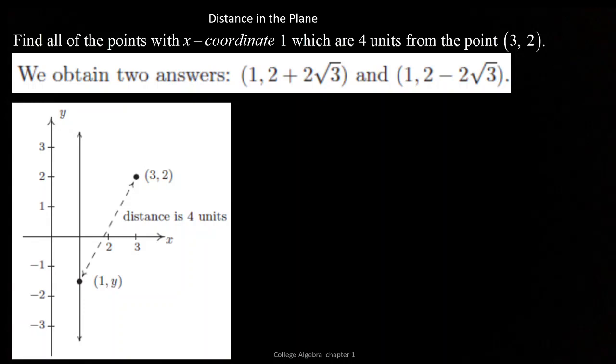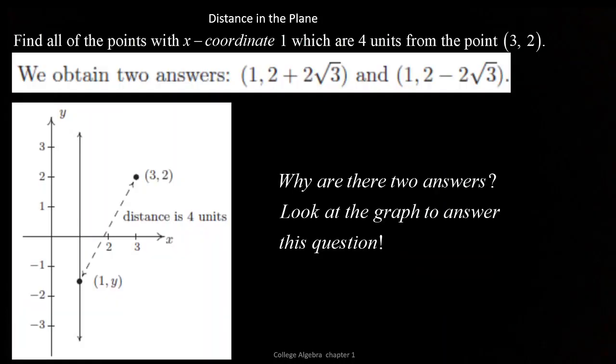So you see, that's one of them. And so the x coordinate is 1, right? That's the x coordinate is 1. And y, we don't know what that is. Well, the distance from it to this is 4 units.